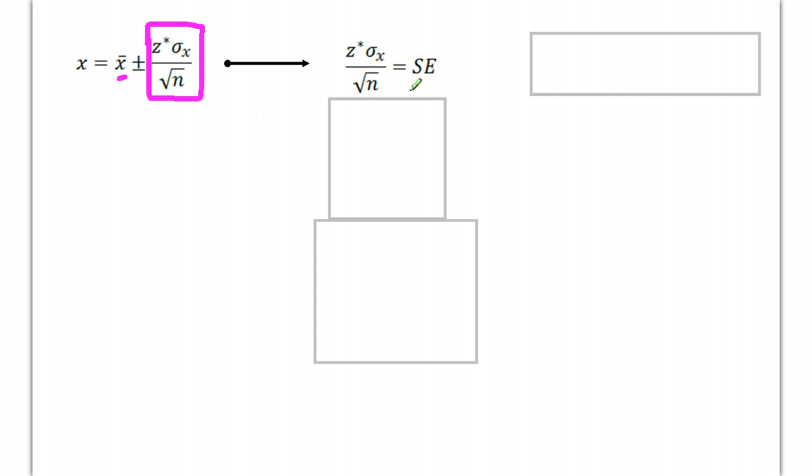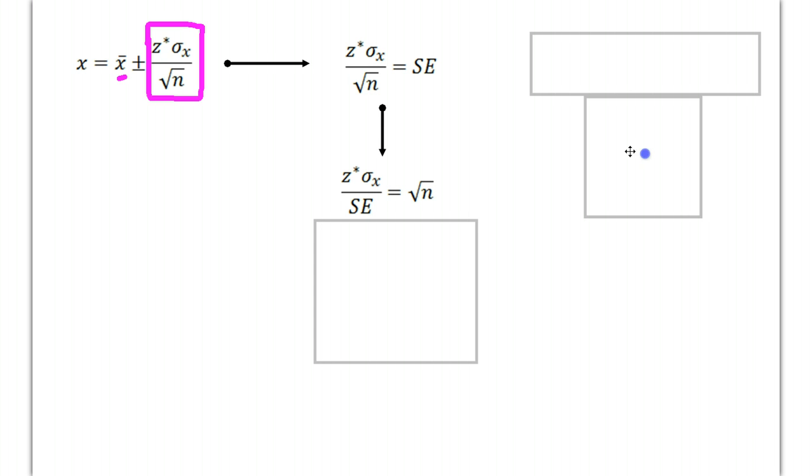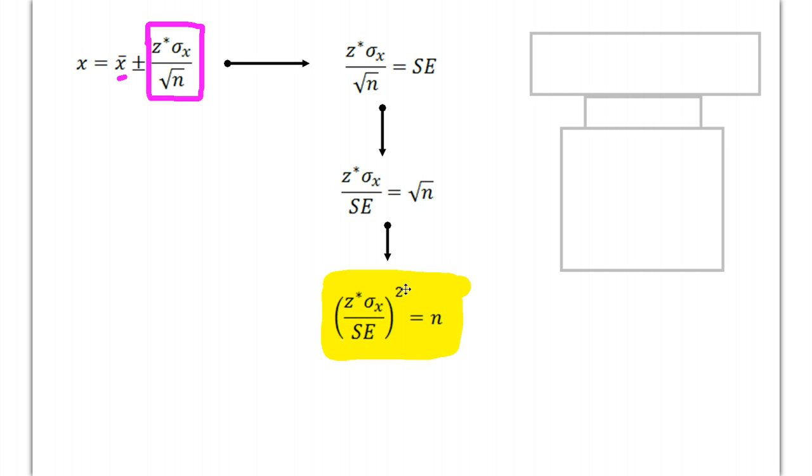So we're going to take that part aside and set it equal to SE, the standard error, which is also called the margin of error. Since we want to solve for n, the sample size, we multiply both sides by the square root of n and divide both sides by the standard error, so we end up with this equation. Then, to get n by itself in its first power form, we square both sides. So this equation, z star times the standard deviation, all divided by standard error, all squared, is how we predict our sample size.